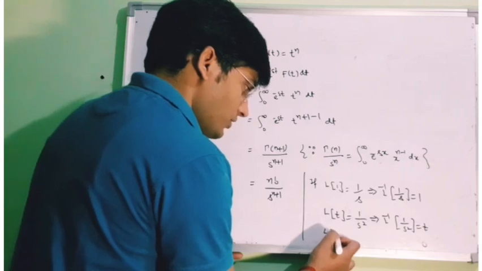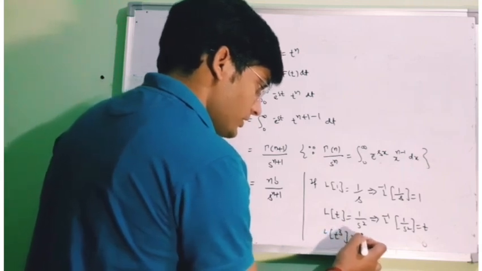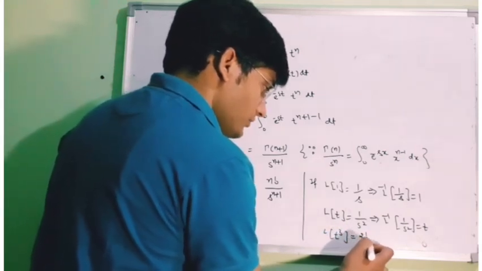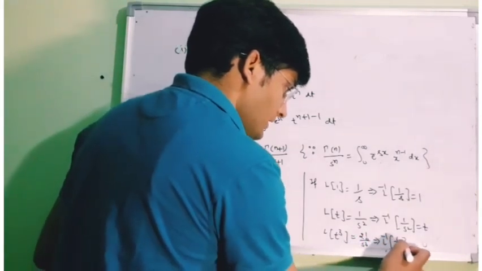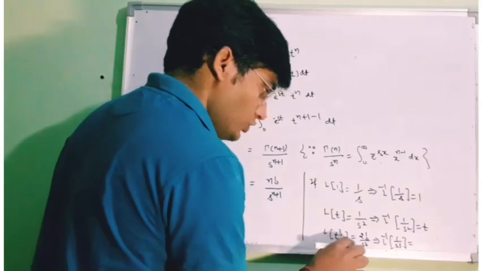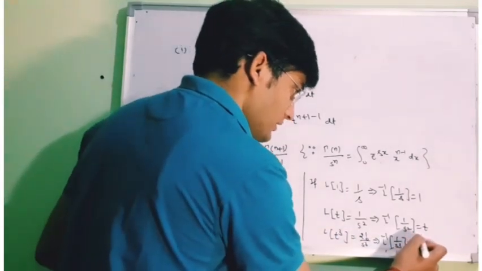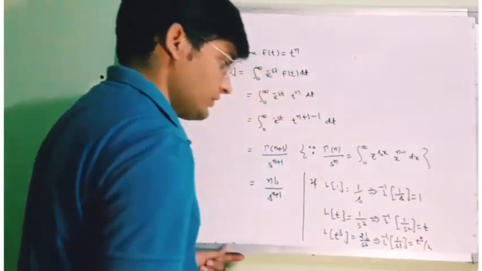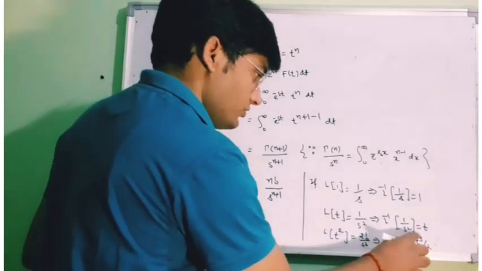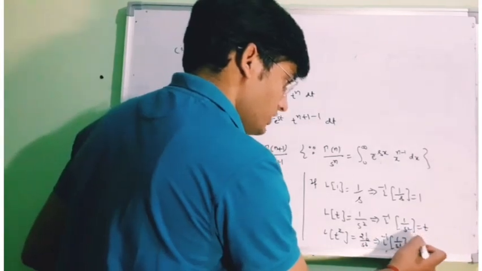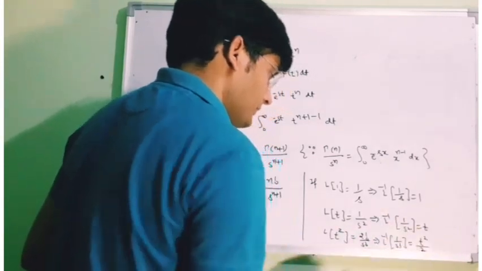Similarly, the Laplace of t square is equal to factorial 2 upon s cube. So from here, the Laplace inverse of 1 upon s cube is equal to t square upon factorial 2, that is t square upon 2. So this is not t cube, this is t square, divided by 2.